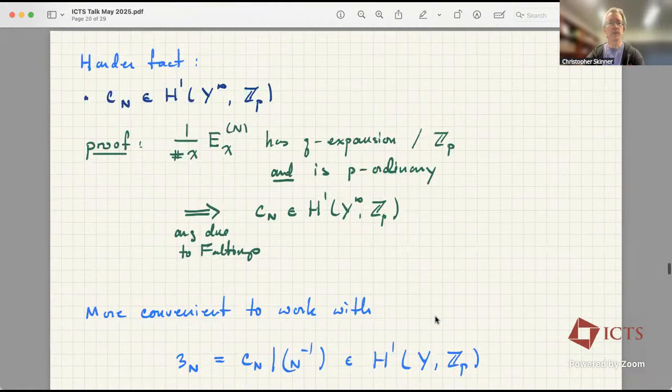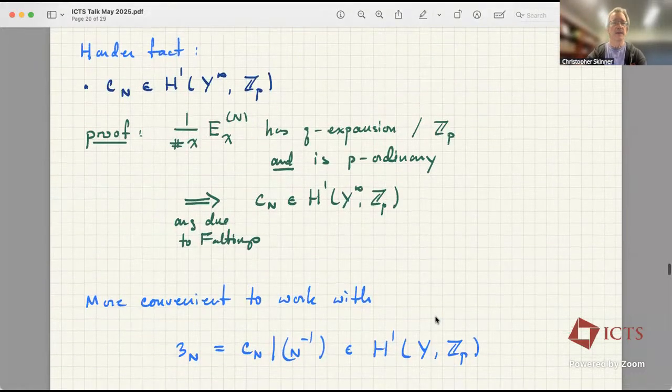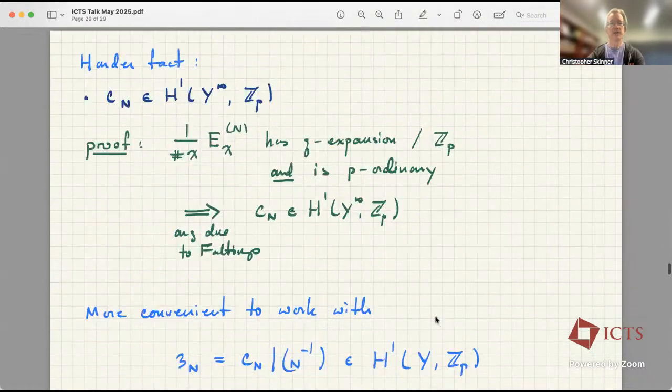And now here is a more difficult fact. The class C_n actually is not just a rational class, but it's in fact an integral étale cohomology class. And this makes use of some p-adic Hodge theory.